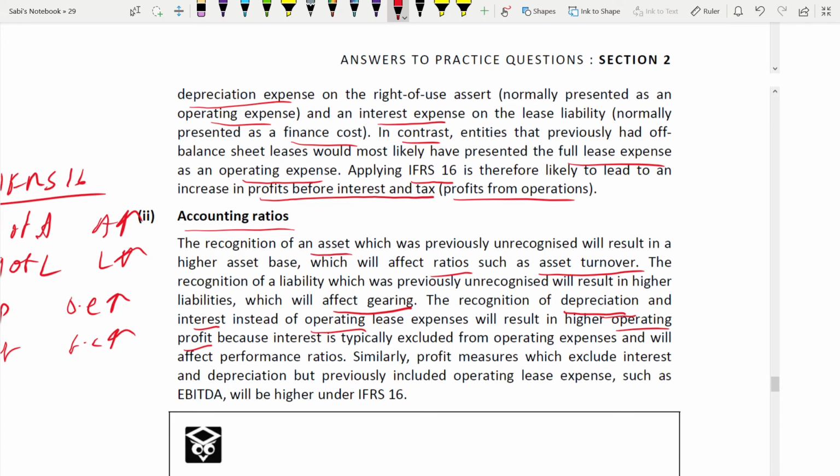Similarly, profit measures which exclude interest and depreciation, such as EBITDA, will be higher under IFRS 16. Because earlier, interest and depreciation were both there in the operating lease expense. Now only depreciation is there under operating lease expense, interest is not there. That's why EBITDA will be higher under IFRS 16.